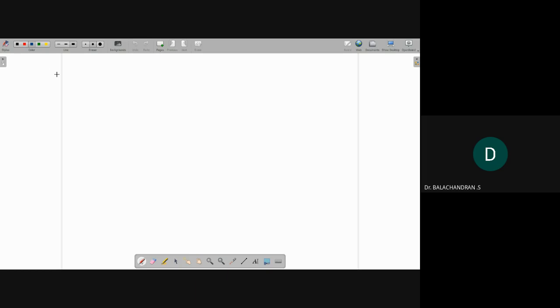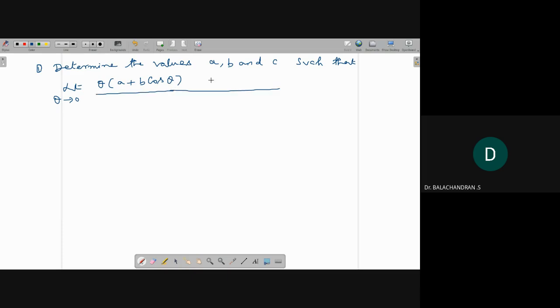So today the first problem is: determine the values of A, B, and C such that the limit as theta goes to 0 of theta into A plus B into cos theta, the whole divided by minus C into sin theta, the whole divided by theta power 5, is equal to 1.